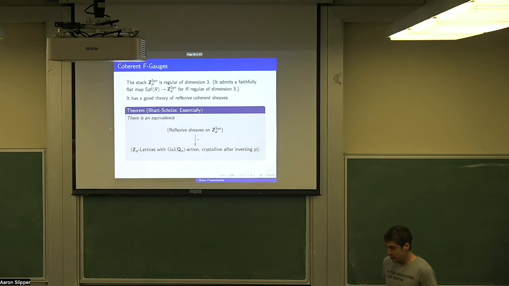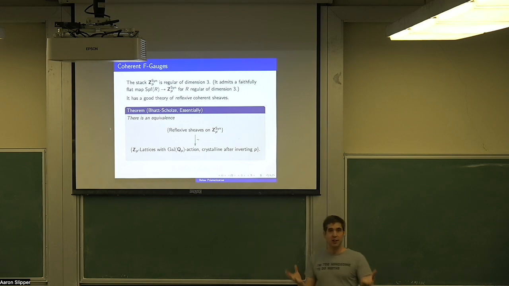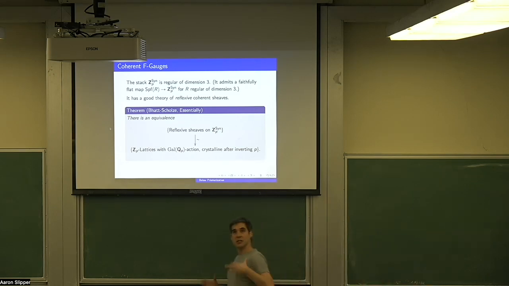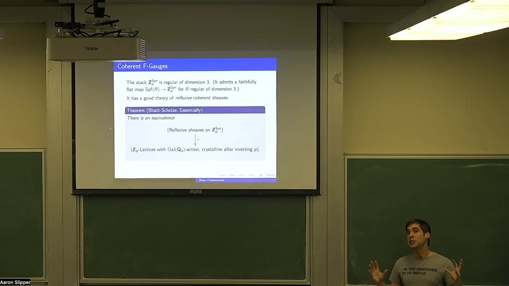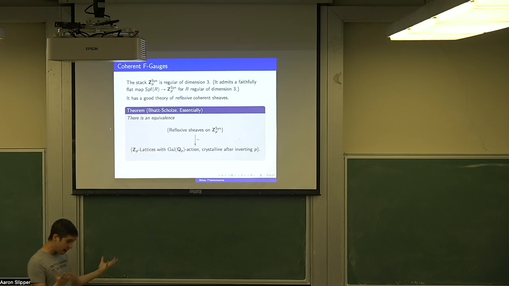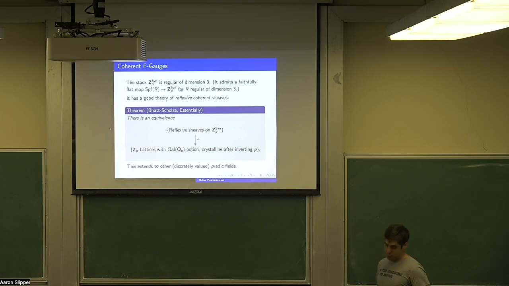And there's a similar story on Z_p syn. And these reflexive sheaves have a nice classification. They're familiar objects to number theory. So there's an equivalence between the category of reflexive coherent sheaves on Z_p syn and representations of the Galois group of Q_p on a Z_p lattice, having the property that the representation becomes crystalline when you invert p. And this is essentially due to Bhatt and Scholze. They express this in a different language, not in terms of prismatic F-gauges, but in terms of prismatic F-crystals. But it's essentially the same statement. And you can do this not just for Q_p, you can replace Q_p here by other p-adic fields.